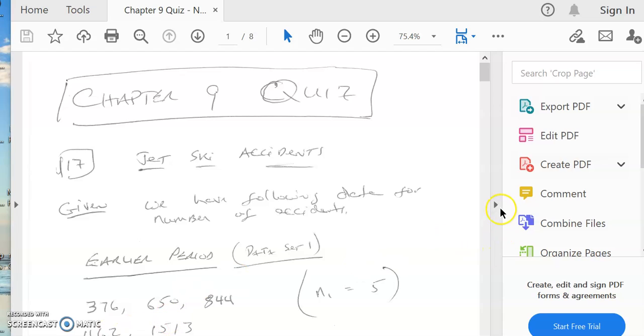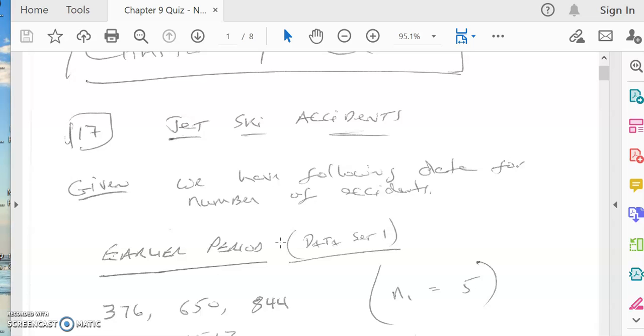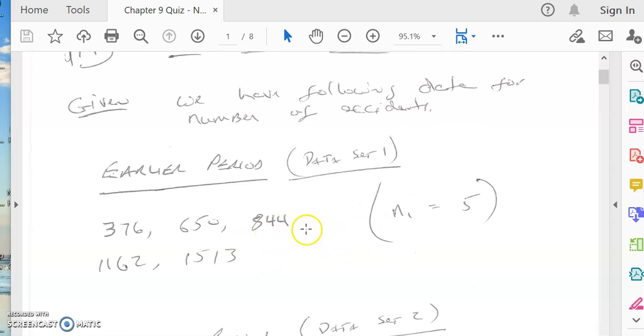Okay, so here's my handwritten solution. As always, I try to follow a certain pattern, as you know, and let's take a look. Okay, I always write down what I'm given first. We have the following data. We have the earlier period. I'm going to just arbitrarily call that data set number 1. These are the data points.